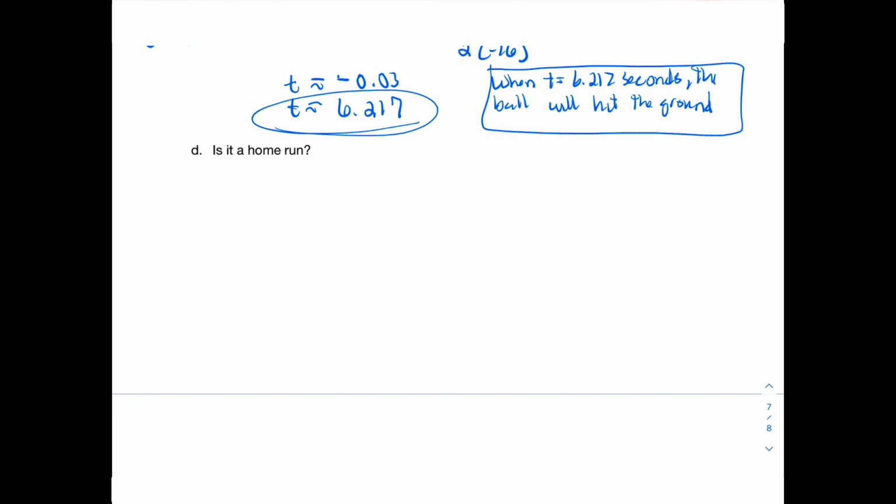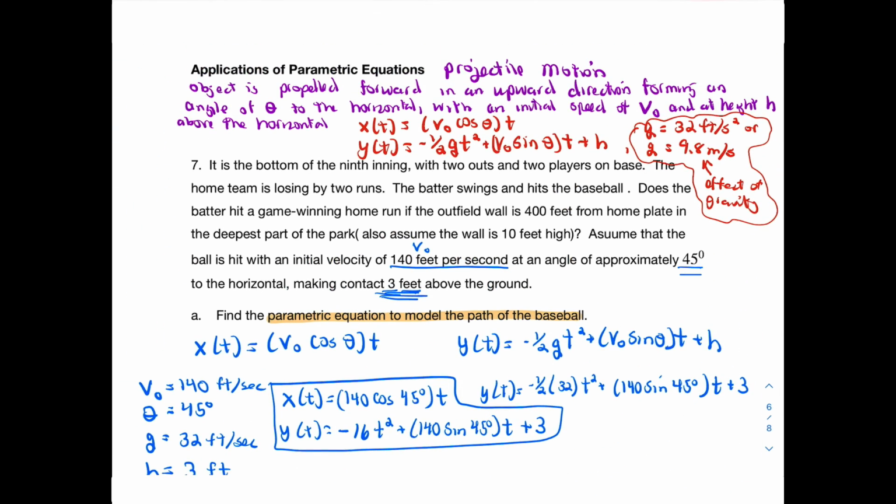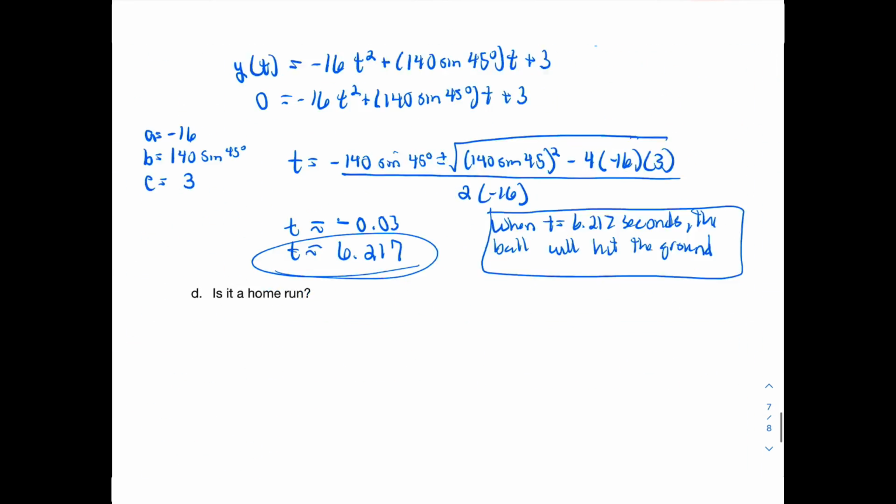Did they hit a home run? Did they win the game? Was he successful in bringing his team a championship here? So to determine whether the ball clears the wall, we need to calculate how high the ball is when it is 400 feet from home plate, because that's the distance the wall is from the home plate. And notice that the wall is approximately 10 feet tall.